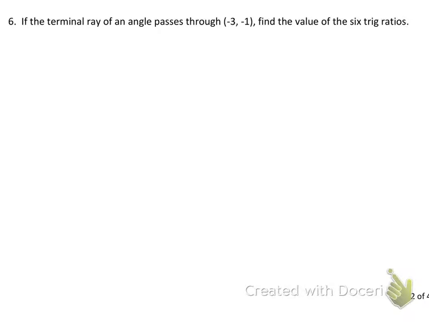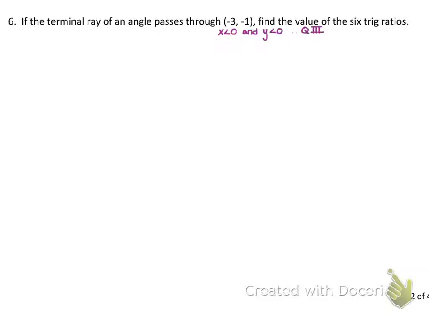Alright, so if the terminal ray of an angle passes through negative 3 comma negative 1, find the value of the 6 trig ratios. Okay, so we're kind of starting from scratch. So the first thing that we need to note is that for negative 3, negative 1, our x is less than 0, and our y is less than 0. So this is going to be in quadrant 3.